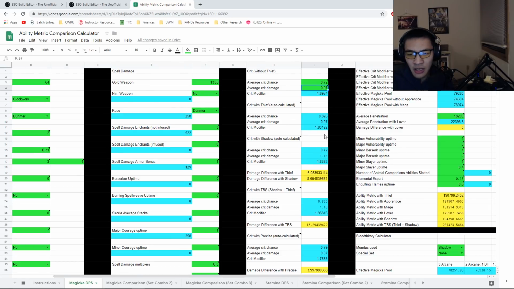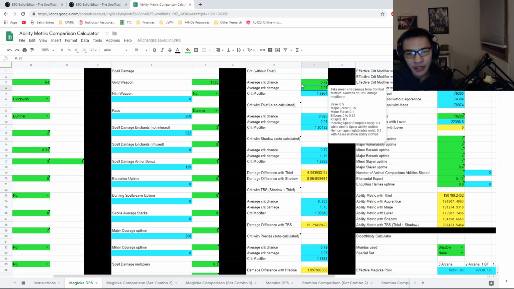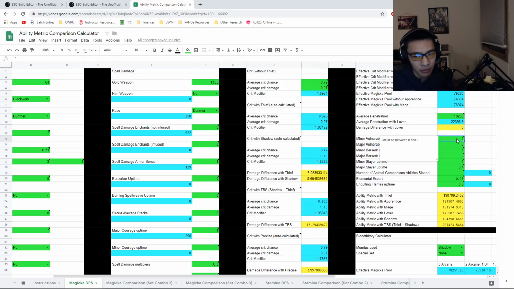So that gives us an average crit damage of about 97 before we include things like the Thief or the Shadow. And so then, of course, we also assume that we have 100% uptime on Minor Vulnerability, 100% uptime on Minor Berserk, 100% uptime on Minor Slayer because we are running Master Architect, and then for Major Slayer, because we are running Master Architect, you're able to give yourself around 40 to 45% Major Slayer uptime, so we included that as well.